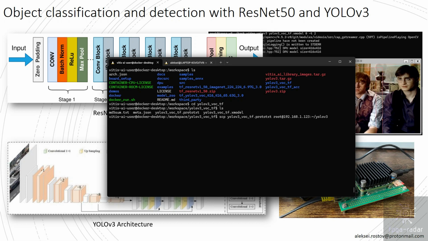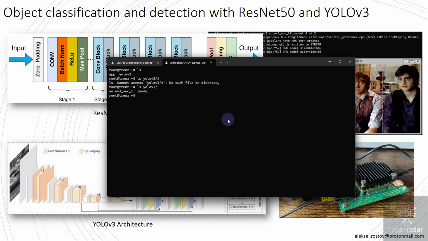These three. Okay, let's copy and let's check if we have everything here. Yeah, so therefore we have already two files here. So next we need sources for our examples, for our YOLOv3 example that we will compile on the target.